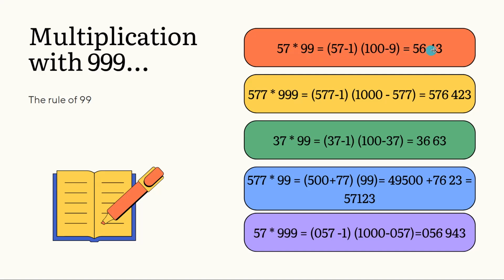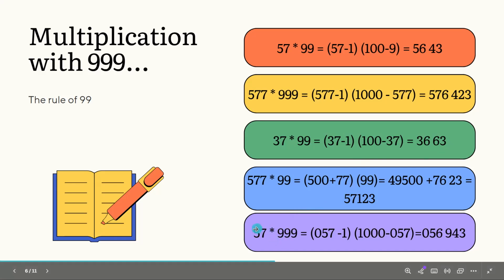So this is 5643. Similarly for 577 into 999, from 577 deduct 1, which is 576, and from 1000 deduct 577, right? Which is 576423. Similarly for 37 into 99, 37 minus 1, right, which is 36, and then 100 minus 37, which is 63. So 3663. You can see how quickly you can do this calculation in seconds, right? Then I'll come back to this one, but first let us complete this.